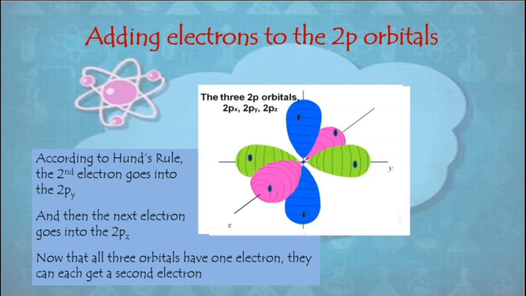Right? And at this point now, each of these orbitals has 2 electrons, and they are filled. And once they are filled, then what we have to do is move on to the next level.